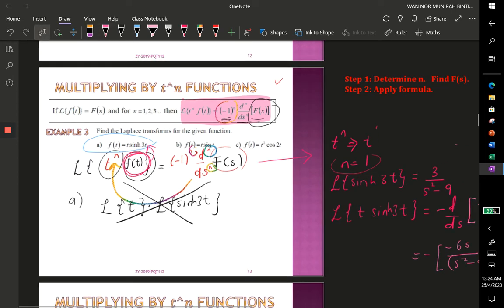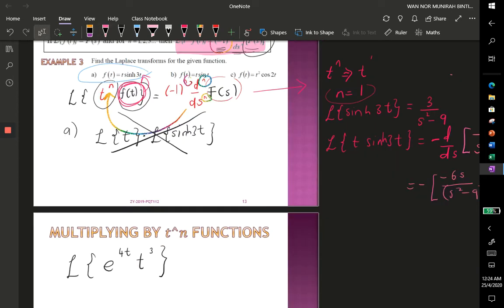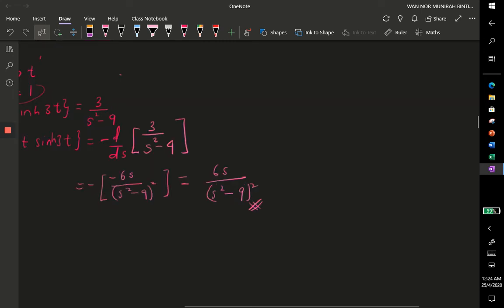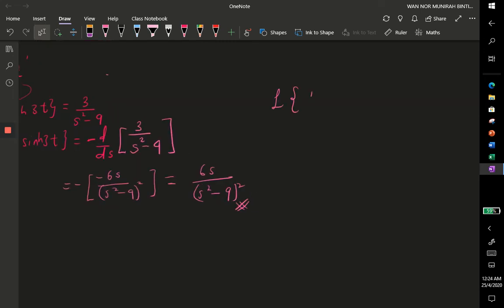So if you have t to the power of 1, it is quite easy, but let's say you have this one, t square. So the idea is you need to differentiate your F(s) twice, right? So what is the question just now? t square cos 2t. So you have to take the Laplace transform of t square cos 2t.